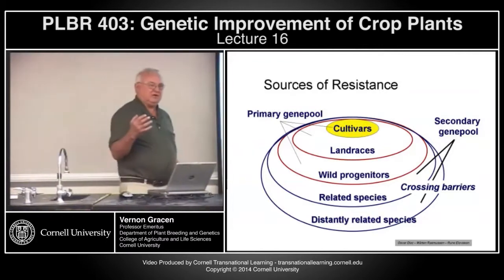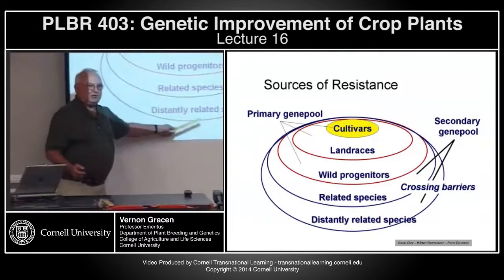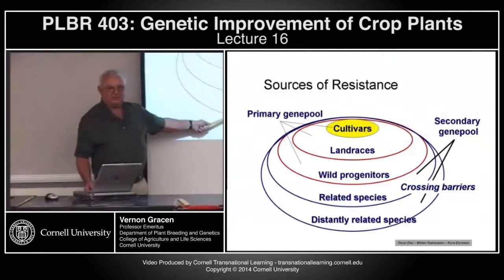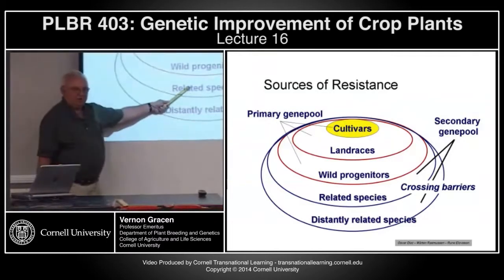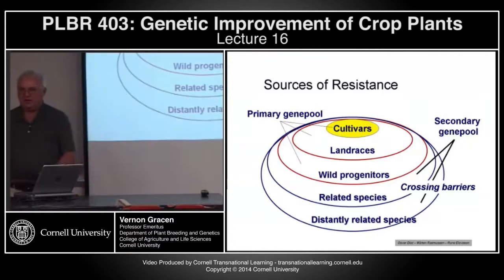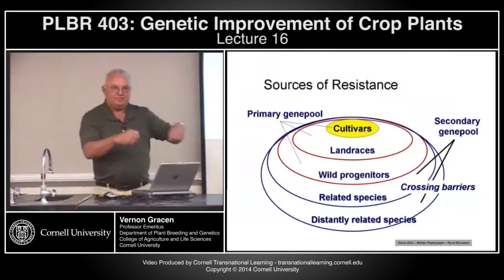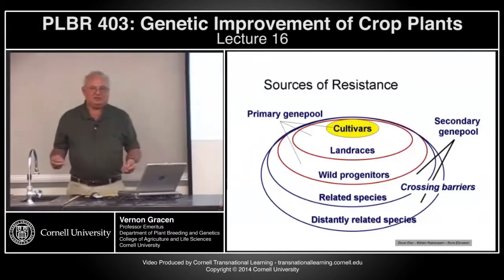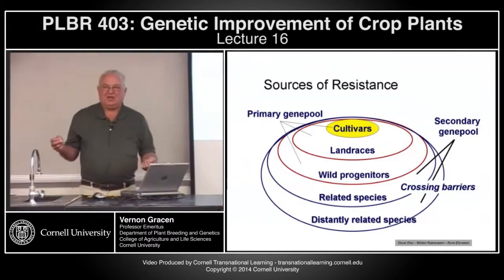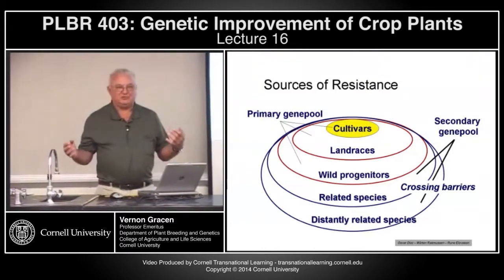Is there something more sacred about having a sexual cross to get that resistance gene out of a normally unrelated organism into your crop versus going in and sort of excising it, modifying it, and putting it in through molecular technology? I don't see any real difference there.